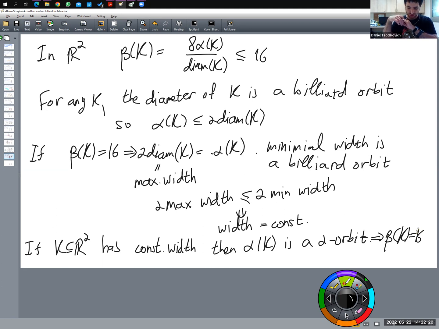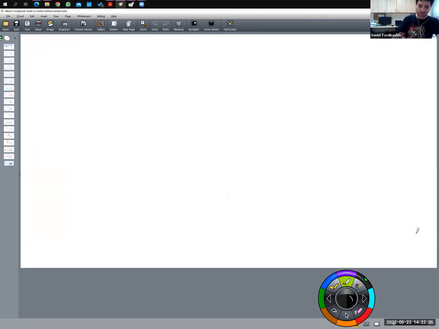Now, to finish, I just want to say a few words about the polygons. So one can ask, what is the maximum of beta K when K is a polygon with at most n vertices? So let's write beta n is the maximum of beta K, where K is a polygon with at most n vertices.